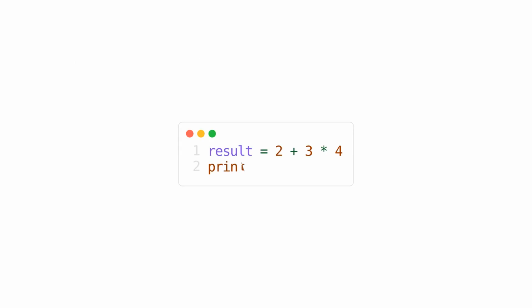Let's see what Python actually gives us. We assign 2 plus 3 times 4 to result, then print it. If we went left to right, we'd get 20. But Python gives us 14. Why? Because Python follows mathematical order.